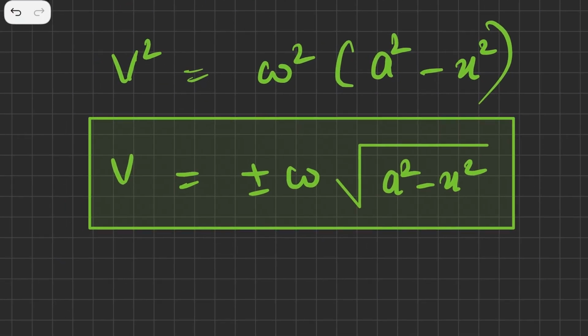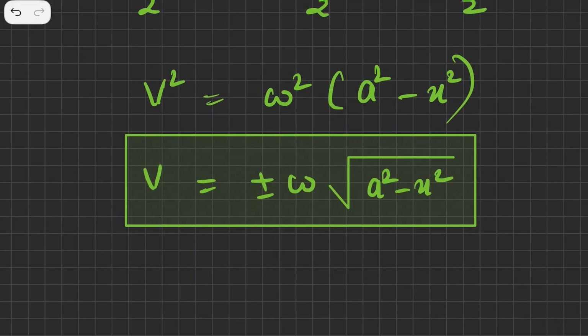So this is what we were striving for. Velocity is equal to plus minus omega root of a square minus x square. So if the body is moving on the right side, the velocity is positive, and when the body is moving to the left side, the velocity is negative.